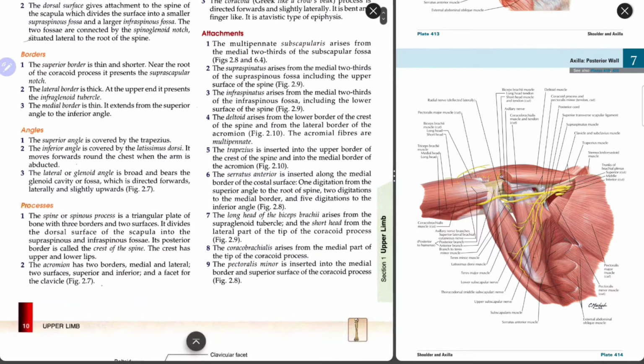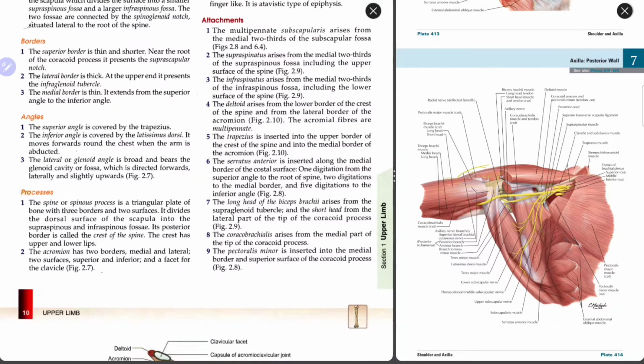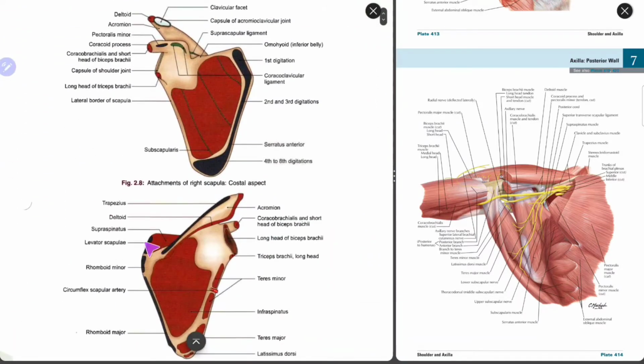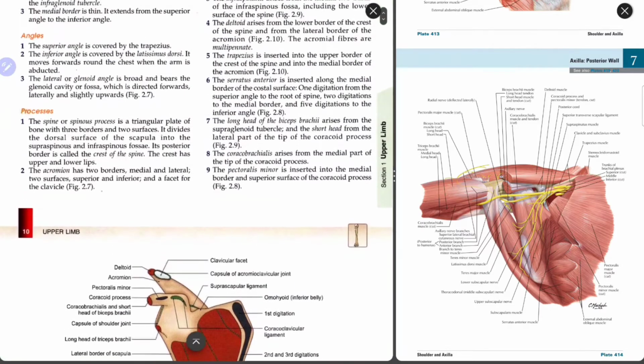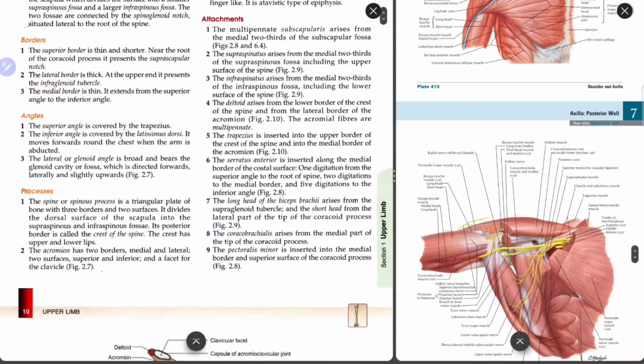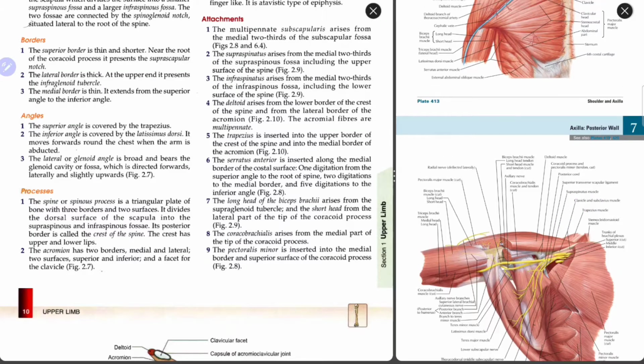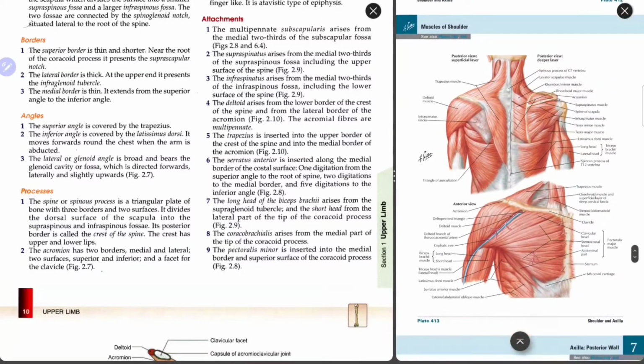Now the second point is the supraspinatus arises from the medial two-thirds of the supraspinatus fossa, including the upper surface of the spine. This is the supraspinatus fossa, originating the supraspinatus muscle. You can see the supraspinatus muscle over here. This is the supraspinatus muscle, or you can appreciate it here also.